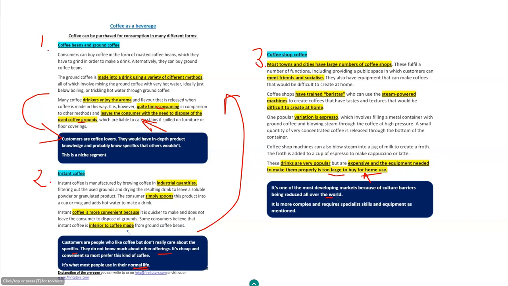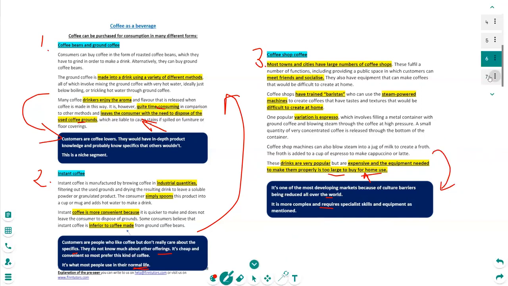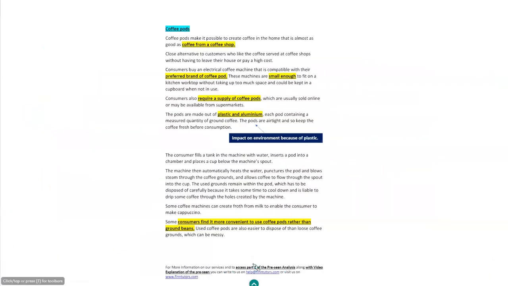and this could only happen because of social media and the internet. People were exposed to this kind of stuff, and hence they're happy to indulge in this culture. It is more complex, obviously, and requires specialist skills and equipment as mentioned. You can't experience this at home, so coffee shops are coming up.